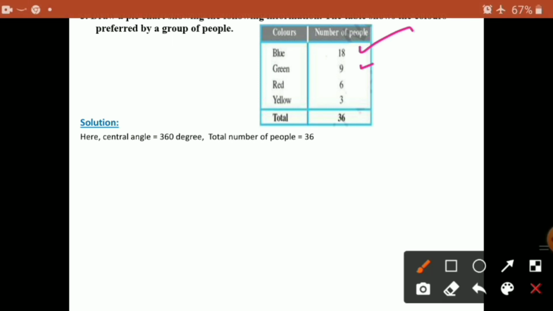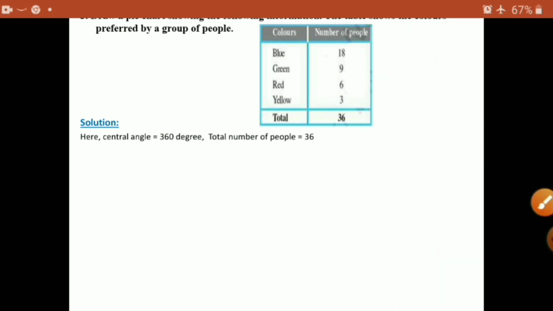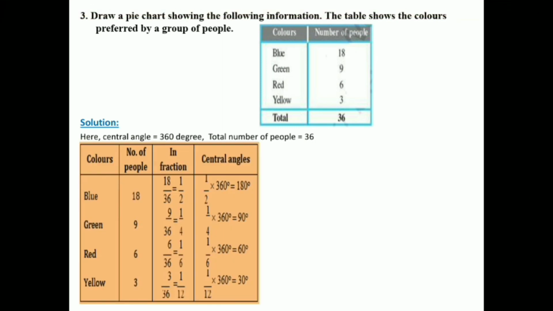Okay. 9 people like the green color, 6 people like the red color, and 3 people like the yellow color. The total number of people is equal to 36. So first we have to make a table: colors, number of people, after that fraction, and after that central angle. Okay, so here we make this table.